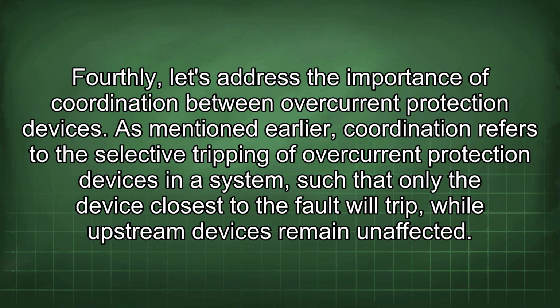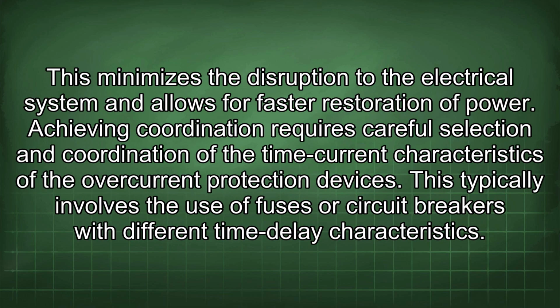Fourthly, let's address the importance of coordination between overcurrent protection devices. As mentioned earlier, coordination refers to the selective tripping of overcurrent protection devices in a system such that only the device closest to the fault will trip, while upstream devices remain unaffected. This minimizes the disruption to the electrical system and allows for faster restoration of power. Achieving coordination requires careful selection and coordination of the time current characteristics of the overcurrent protection devices.